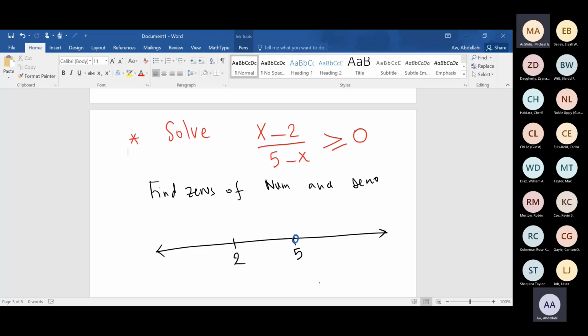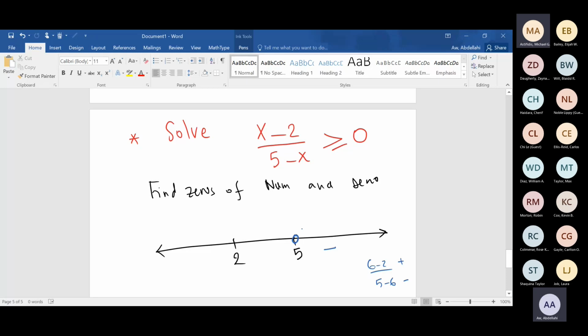Now we do the same thing. I want to know what sign is here. Is it a plus sign or a minus sign? What I do is test a number. We're going to test 6, right? What is 6 minus 2 divided by 5 minus 6? Is that positive or negative? Plus divided by minus, so it's going to be a minus. It's the same outcome as previously. It's going to be a minus here.